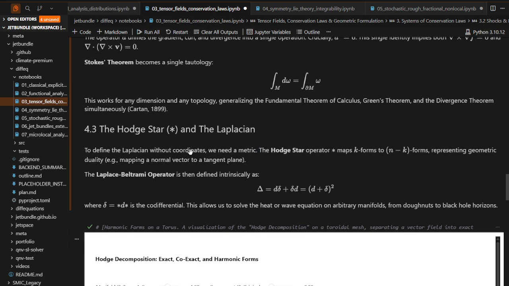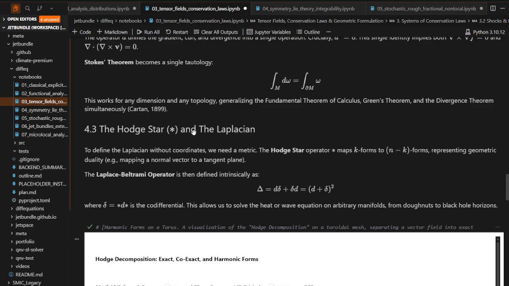Now, with a metric, the Hodge star will allow us to map k-forms to n minus k forms via something called duality, okay? And the Laplace-Beltrami operator is equal to the exterior derivative acting on little delta plus little delta acting on the exterior derivative, which is just the square of these two operators, with delta being the adjoint of the exterior derivative. So this will solve heat and wave equations on any manifold, and we can see it via Hodge decomposition.